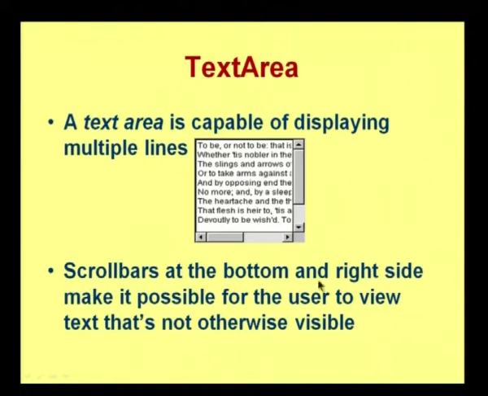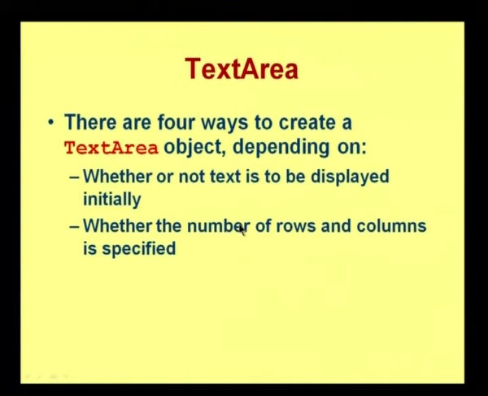Scroll bars at the bottom and the right side make it possible for the user to view text that is not otherwise visible. So, if it is not visible, you can just use your scroll bar to make the data visible. There are 4 ways to create a text area object, depending on whether or not the text is to be displayed initially. By default, you will not have any text to be displayed, so you allow the user to enter the text. Or else, in some cases, if I want to display some information, I take the information from the database or some storage and then display that using multiple lines. In that case, my default control itself will have multiple lines of values.